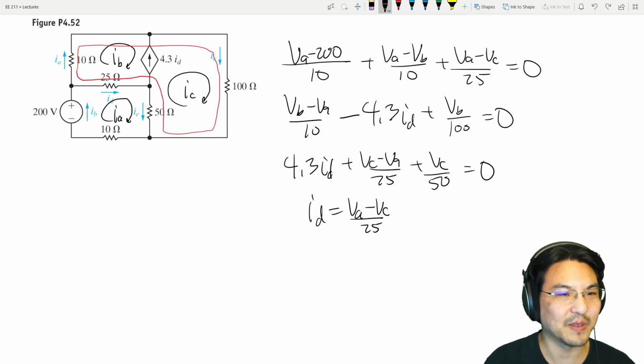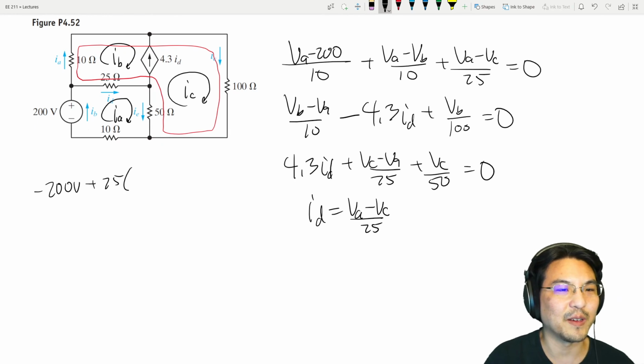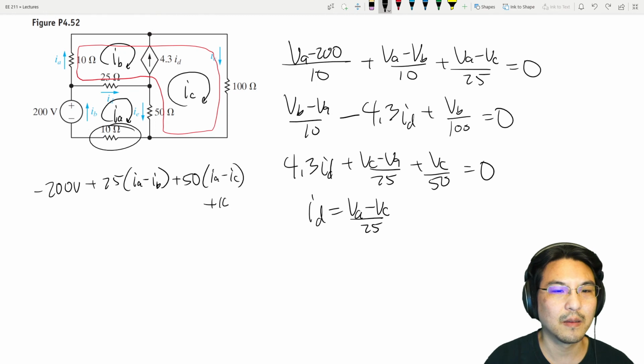Okay, so let me write those out. So for mesh A, let me start right here. So KVL, so minus 200, going over here clockwise, 25, IA minus IB. Okay, let's keep going clockwise. So right here, 50, IA minus IC, and then over here, plus 10 IA. Okay, so that's mesh A.